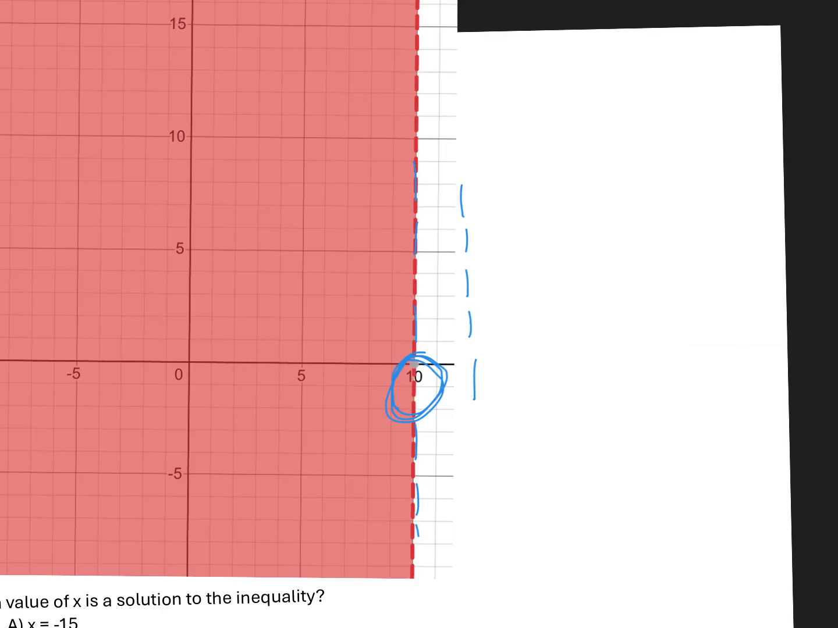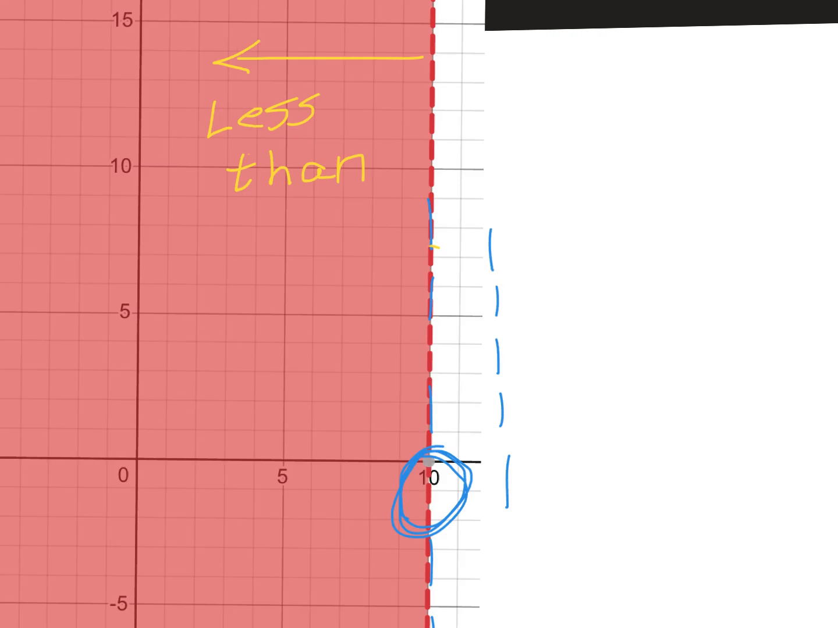And as you can see, all of the numbers on the number line are shaded to the left. And remember, the left-hand side is all of our less than values. So in other words, we are looking for solutions, and the solutions are going to be any number that is less than 10, because 10 is that boundary number right there.